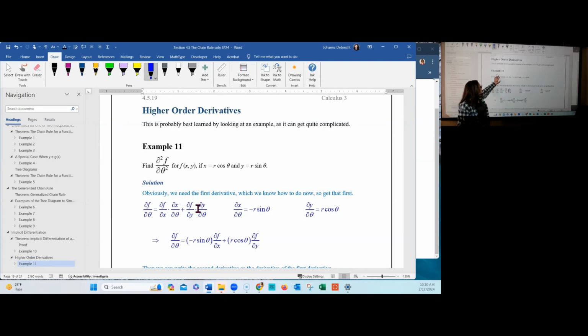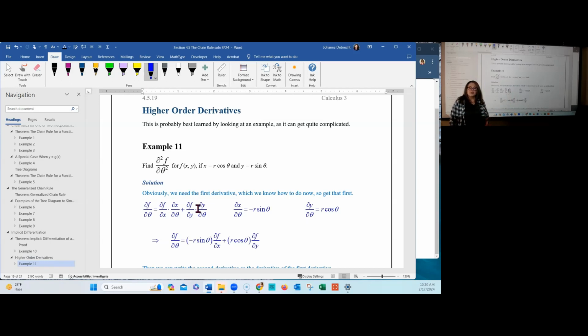If I want the second derivative with respect to r both times, I would have to apply a slightly different process. But the process would be more or less what we follow here. It would just be with respect to r instead of theta.